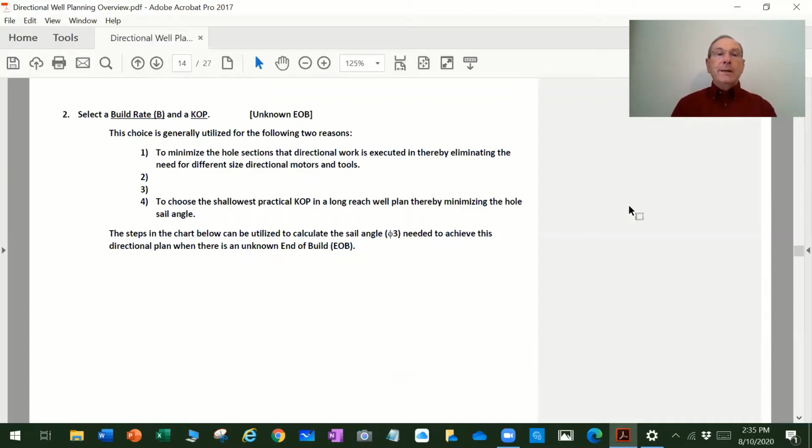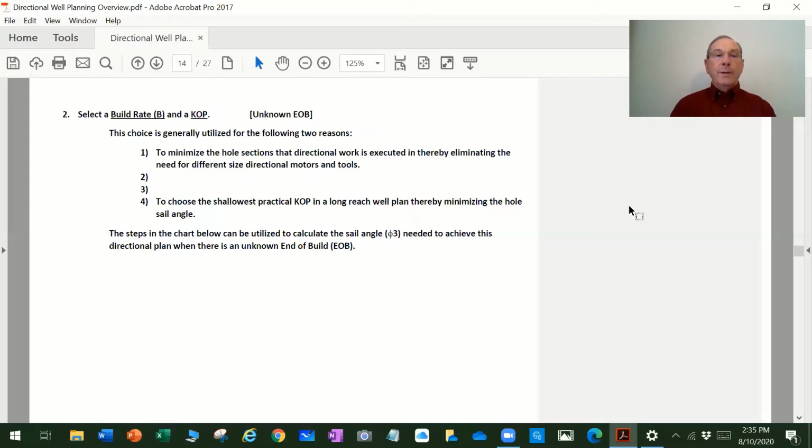And then the second case that we can do for a single target is when we select a build rate and a kickoff point. When we do that, we have an unknown end of build. So we don't know how much hole section it's going to take to build angle, nor do we know what angle we're going to build to. So we don't know the angle. We just chose a build rate and a kickoff point.